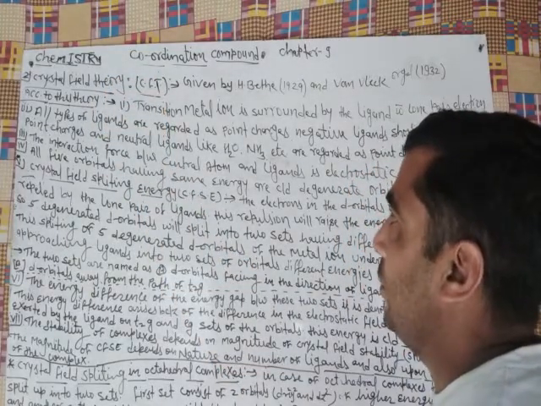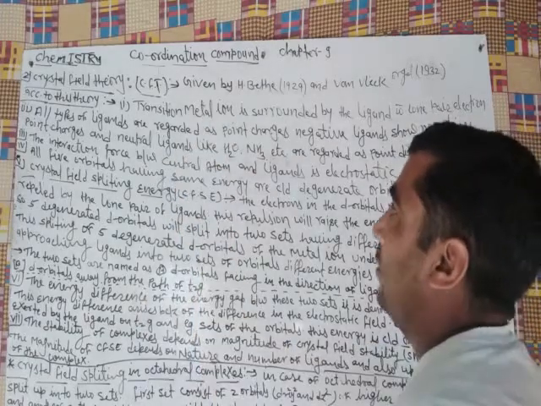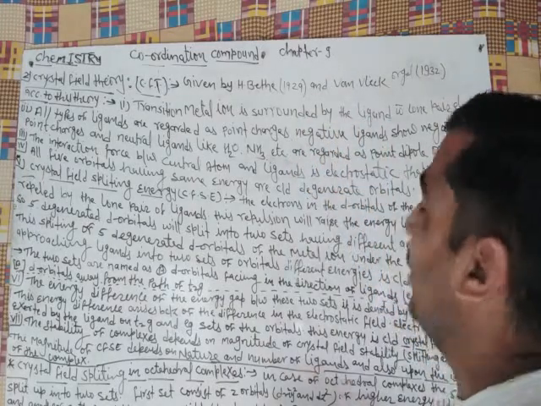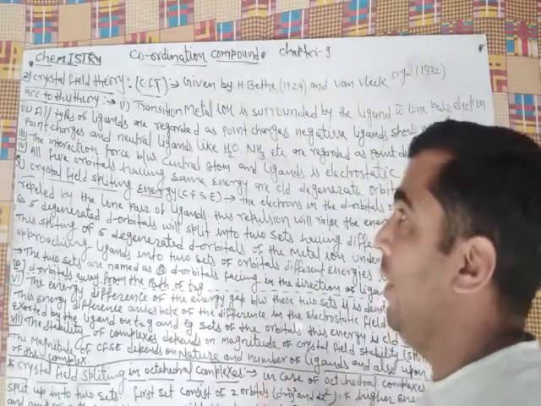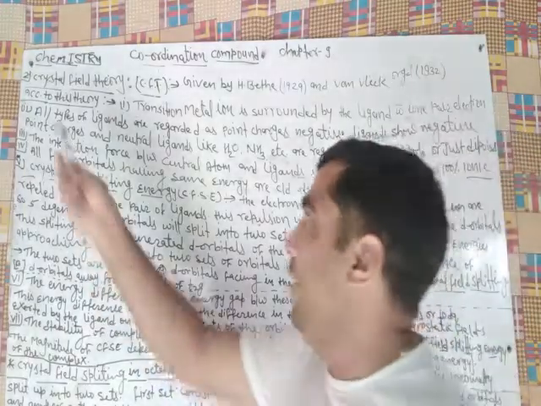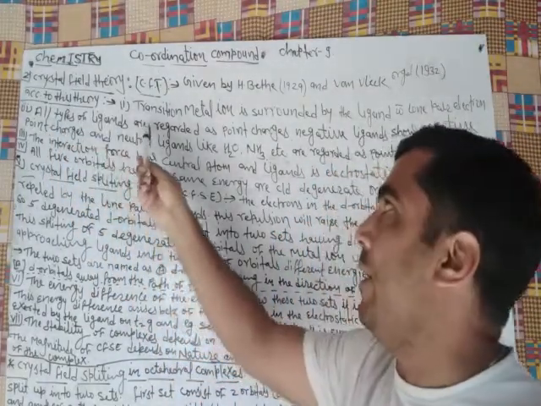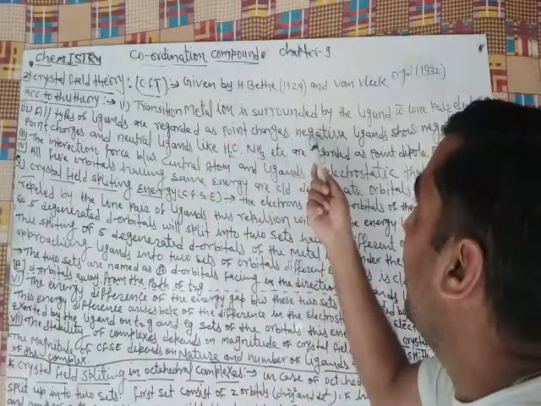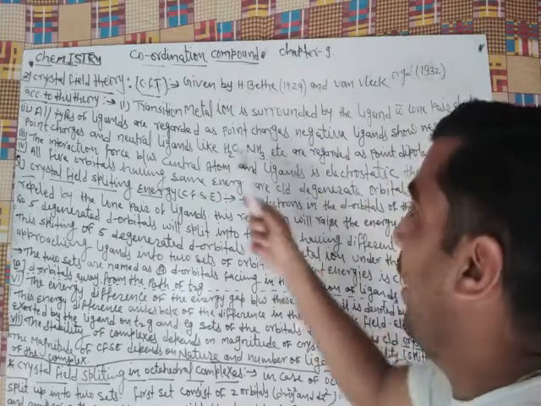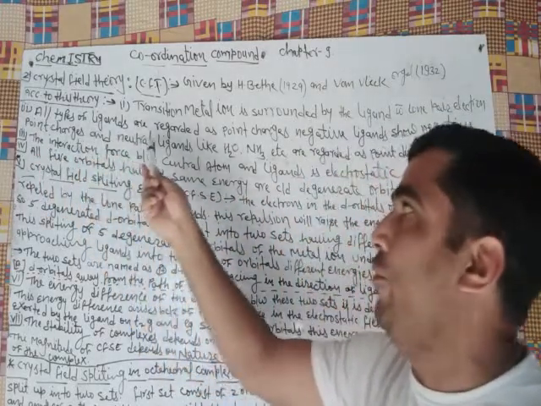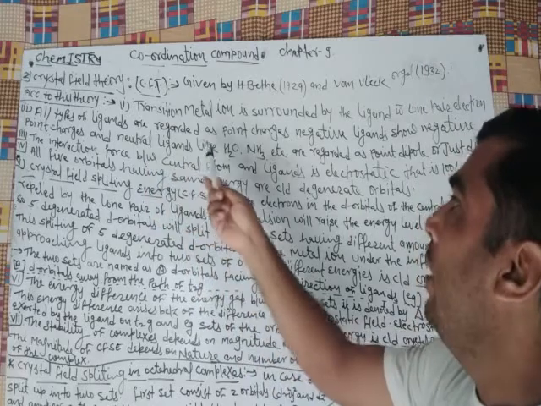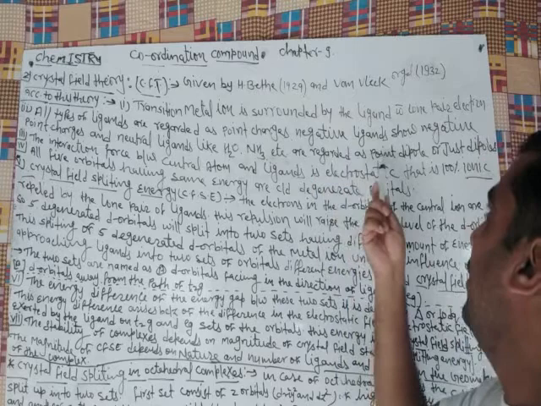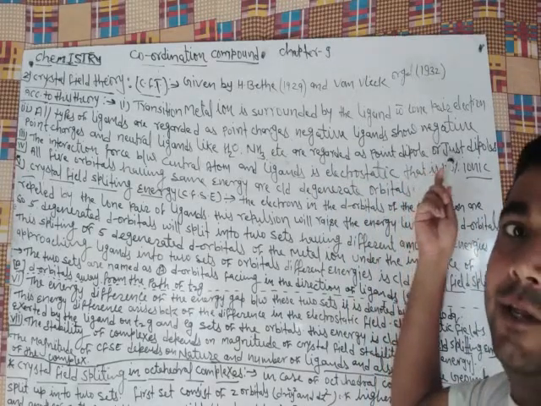First point of this theory: a transition metal ion is surrounded by ligands with lone pairs of electrons in a complex. Second, all types of ligands are regarded as point charges. Negative ligands show negative point charges, and neutral ligands like H2O, NH3, etc. are regarded as point dipoles.